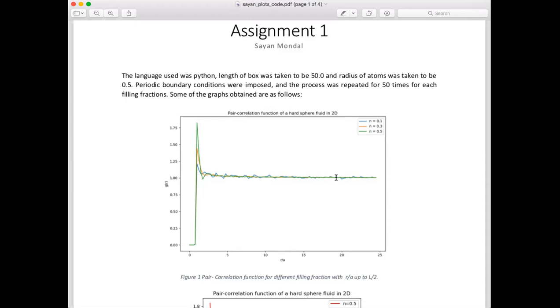I don't think they have divided this by 2 pi r. That's why, or at least they have not plotted the other part where G of R is 0 below 2. But the peak height increases as your filling fraction increases. So anyway, Kaustuv, you look at your results once more and see if that changes.